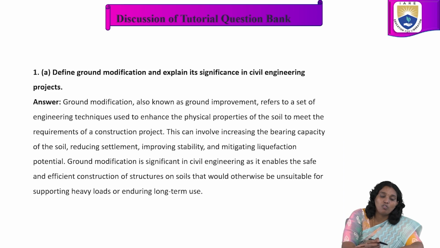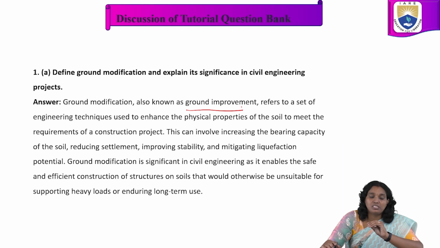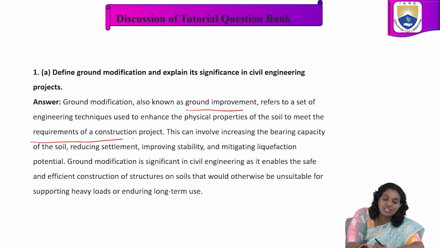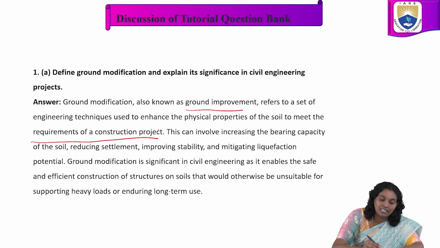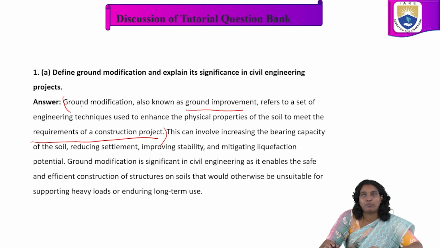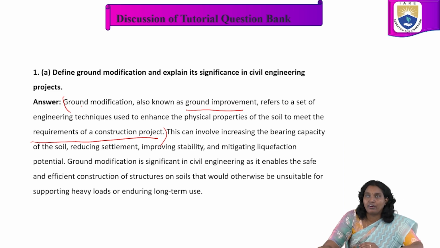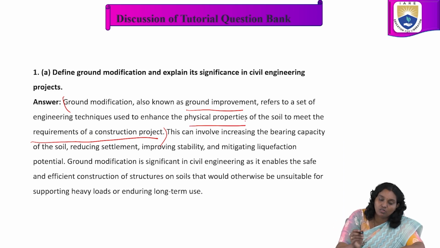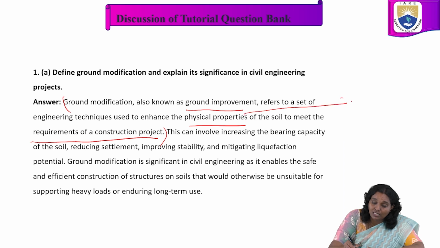Here, ground modification is also known as ground improvement. It refers to a set of engineering techniques used to enhance the physical properties of the soil to meet the requirements of the construction project. This is the definition of ground improvement. We may write it in different ways, and we may enlarge it. What are the physical properties involved in this?